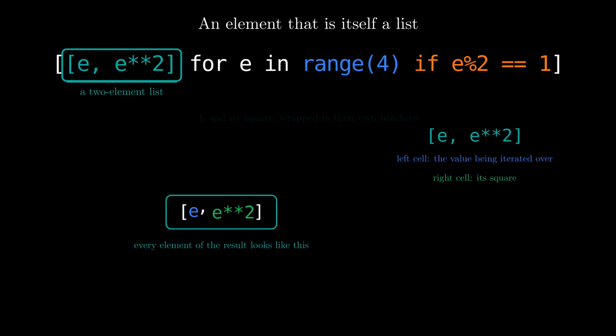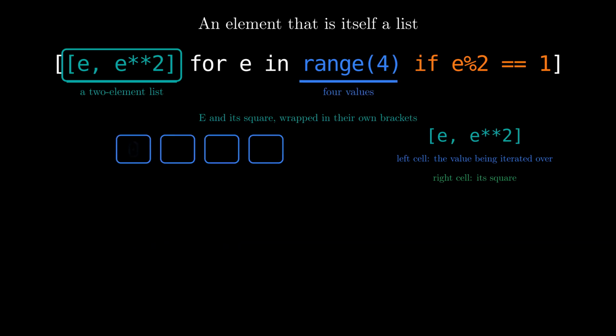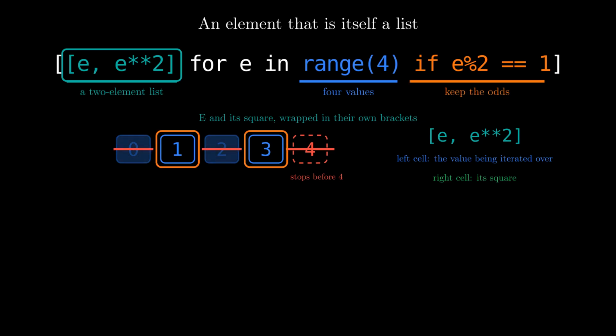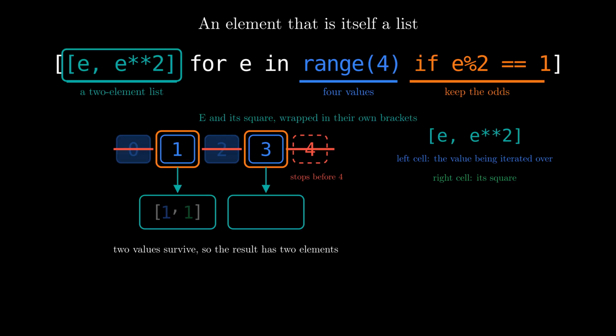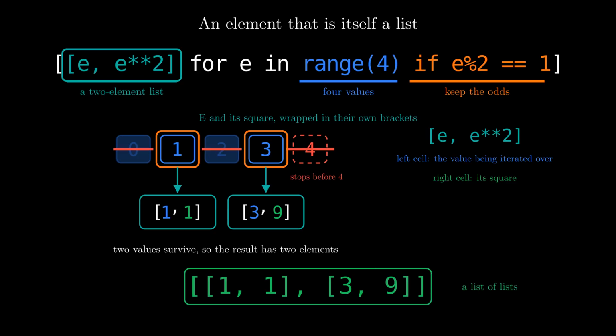Look at the front of this one. It isn't E squared, it's a 2-element list, E and E squared, wrapped in its own square brackets. So each element of the resulting list is another list, and that inner list holds 2 things every time, the value being iterated over, and its square. Range of 4 gives me 0, 1, 2, 3, but the condition keeps only the odd ones, so the values I apply the expression to are 1 and 3, the 2 odd numbers in range of 4. The result therefore has exactly 2 elements, 1 paired with 1, because 1 squared is 1, and 3 paired with 9, because 3 squared is 9.